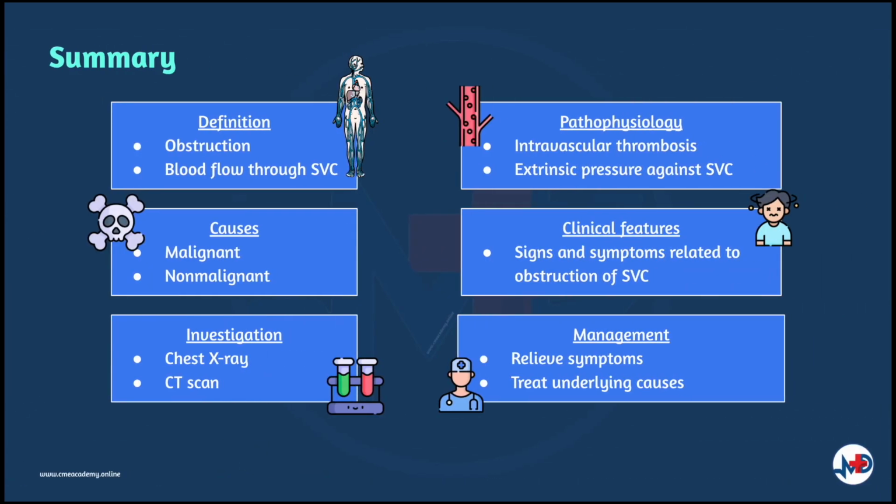In summary, superior vena cava syndrome is the obstruction of blood flow through the superior vena cava. Obstruction of the superior vena cava may be caused by neoplastic invasion of the venous wall associated with intravascular thrombosis, or more simply by extrinsic pressure of a tumor mass against the relatively thinned wall of the superior vena cava. The causes of superior vena cava syndrome can be classified into malignant conditions, which is the most common, and non-malignant conditions.